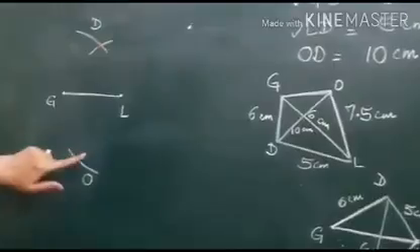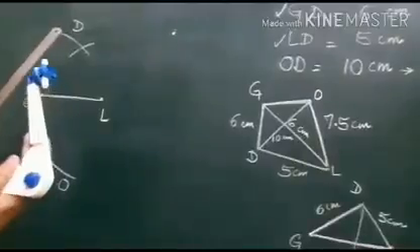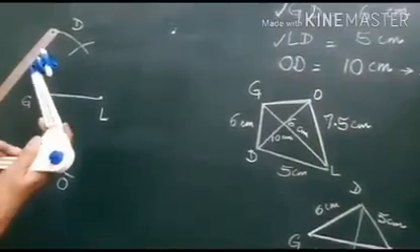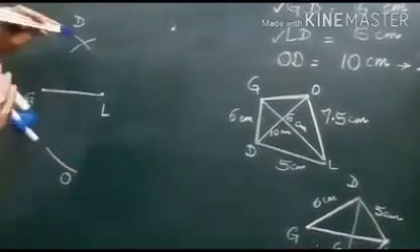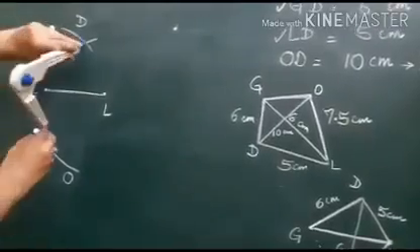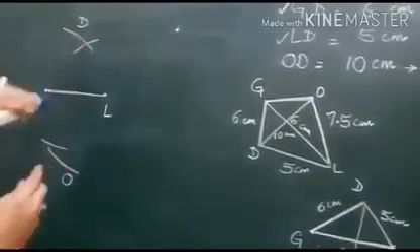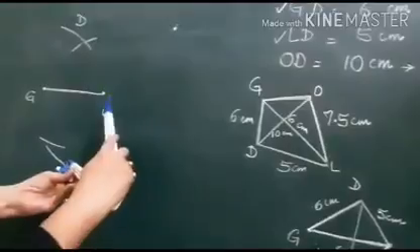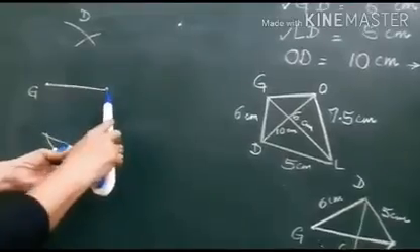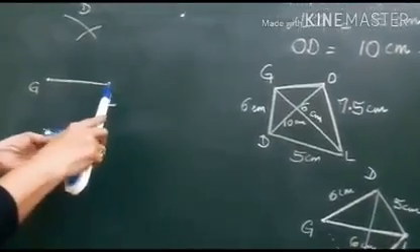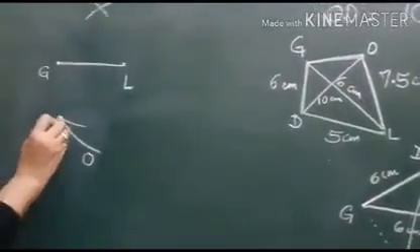Now from D to O, we have a measure of 10 centimeters, OD. So take a measure of 10 centimeters on your compass, and keeping it at D, make an arc and see where it joins. It's not joining, so we need to extend our arc which was here. From O to D, this arc, we have to extend it further so that we get a point of intersection. Okay, so this is the point of intersection. This is our O.